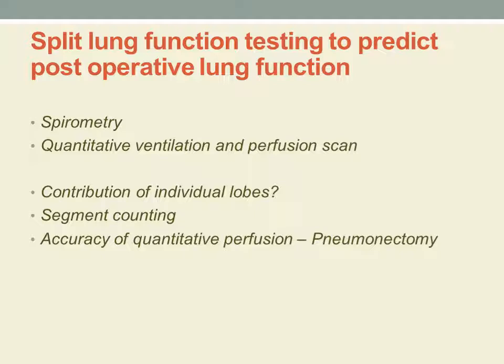So split lung function is performed to predict the postoperative lung function. Different techniques have been used to predict the postoperative lung function, including spirometry and quantitative ventilation perfusion scintigraphy. There are difficulties in interpreting the contribution of individual lobes to the overall ventilation and perfusion, and a lack of additional information compared with segment counting alone in patients being considered for a lobectomy. There is also considerable uncertainty about the accuracy of quantitative perfusion in predicting the postoperative FEV1.